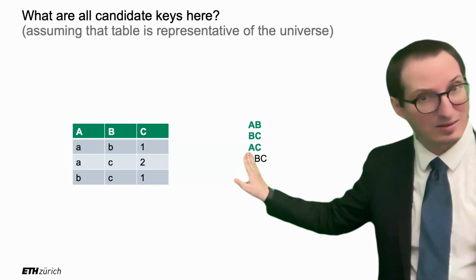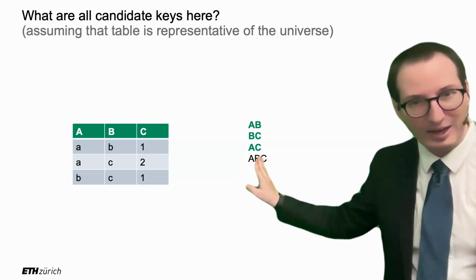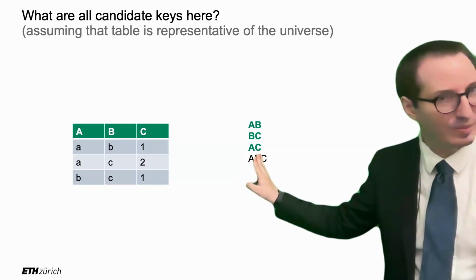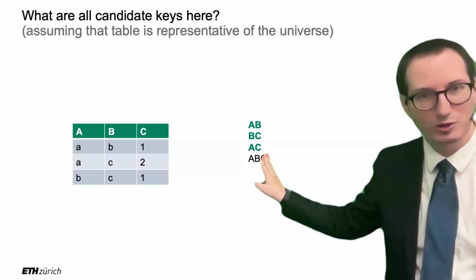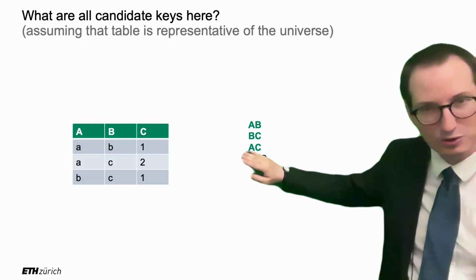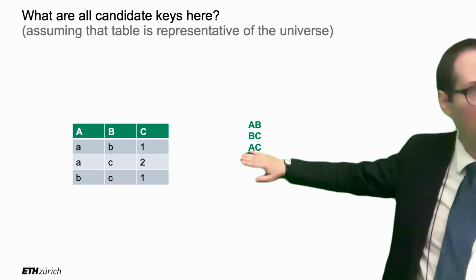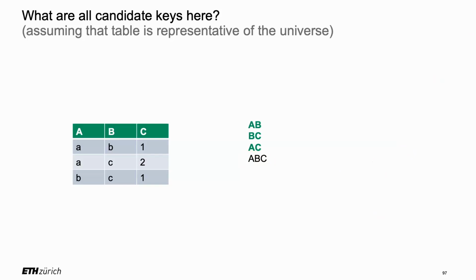This one, I remove A, it's still a super key. So A is useless, right? I can just have B or C. Or I can remove B, it's also useless if I keep A and C. And this one also continues to be a super key. So this is why this is not a candidate key. It's not minimal. It has unnecessary attributes.